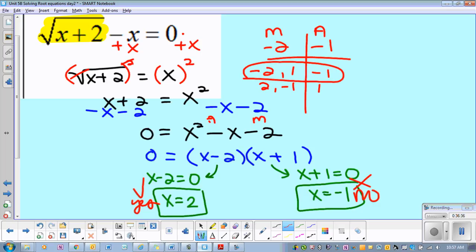Good. So when you get this type of situation where you have an x squared, you have to solve by factoring. And you may get 2 solutions. One might work, the other one may not. Both of them may work, or both of them may not work. Okay? So it could be any combination. All right?